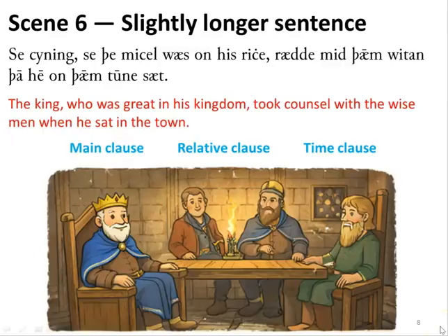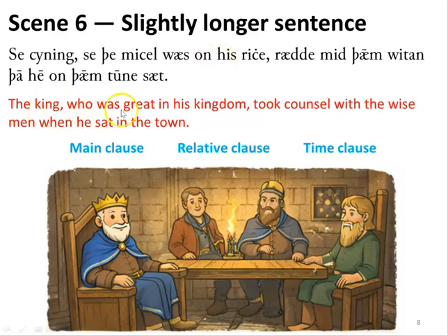All right. Next one. Se cyning, se the micel waes on his rice, rade mid tham witan, tha he on tham tune sat. The micel here should have a dot above the C. It's just, I've missed that in the proofreading. Sorry about that. See the C dot here, the palatalized C, it should be in there as well. My apologies, everybody. Please think of that as a C with a dot above it, palatalized, meaning micel. It's not mikkel.